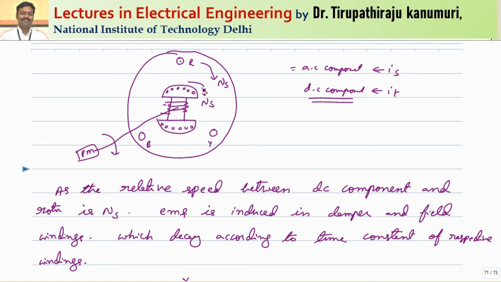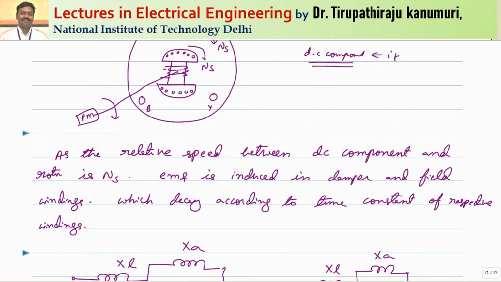So the rotor is rotating at a speed ns and cutting the flux produced by the DC component. Because of this, an EMF will be induced in these windings. That EMF will be induced in such a way that it will try to oppose the cause. That means whatever EMF is induced in the damper bars as well as in the field winding, they will oppose the cause, or they will add to the main field flux to compensate for the effect of the fault. And how much force will be produced by the damper winding or the field winding will depend on the time constant of the respective windings.